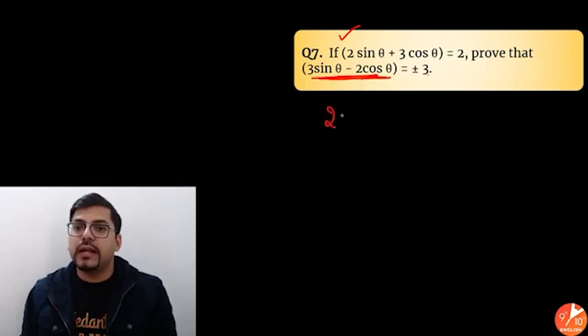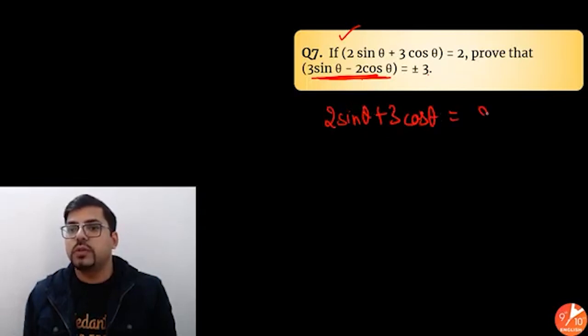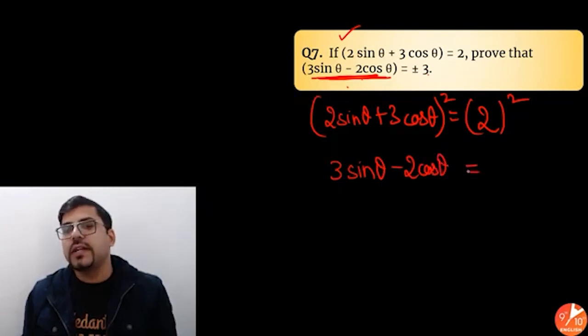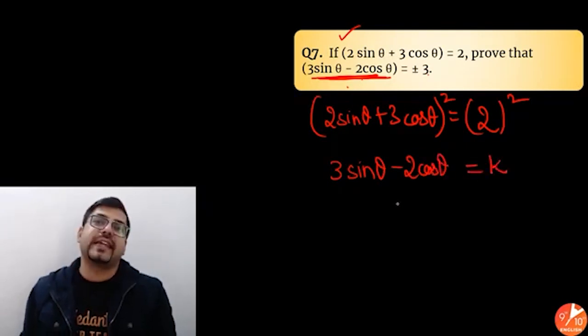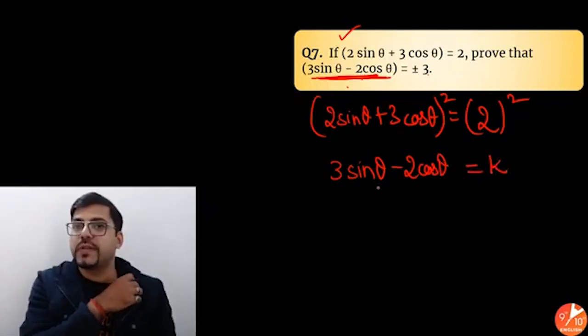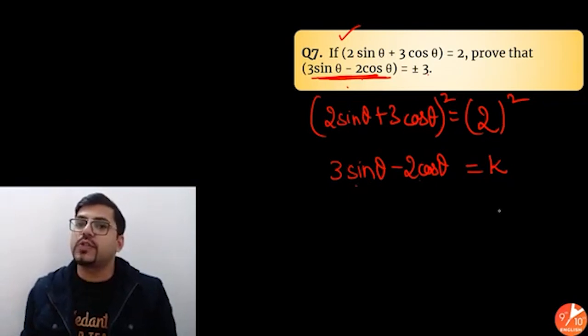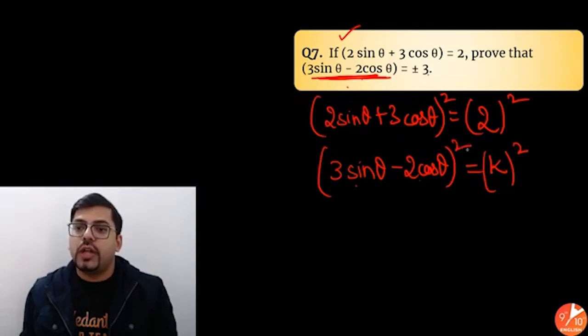So what I'll do, I'll take this 2 sine theta plus 3 cos theta equals 2. I will square it both sides just the way we did for the previous one. And I'll take the second one also, 3 sine theta minus 2 cos theta. But I will assume that the value of this expression is k. I will not assume that this is equal to plus minus 3 because that's what we have to prove. So I will assume that 3 sine theta minus 2 cos theta equals k. And now I'll square this also, and then I will add them.